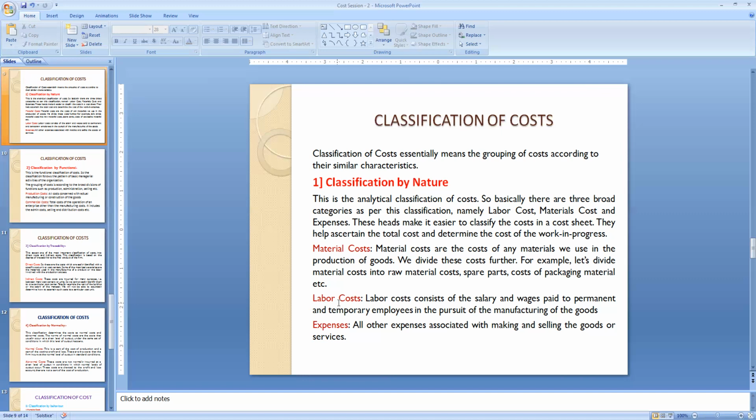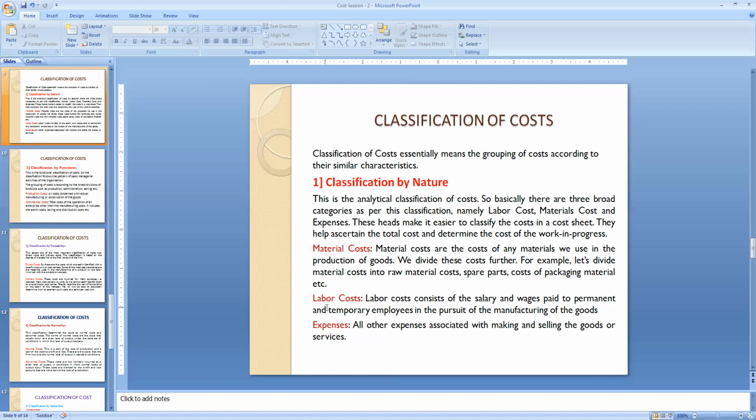For example, we can say wages paid to the driver or conductor of a bus in a transport service. These all come in the category of direct wages, where exactly the people are involved. For example, in the construction of a house, the workers who are involved in the construction, the wages that we pay them, the cost that we pay, are called direct labor cost.